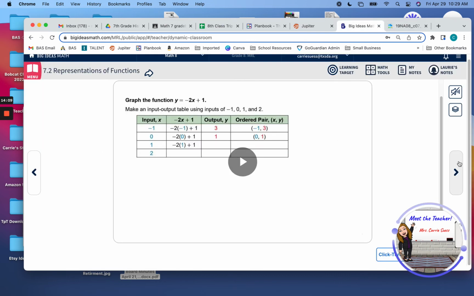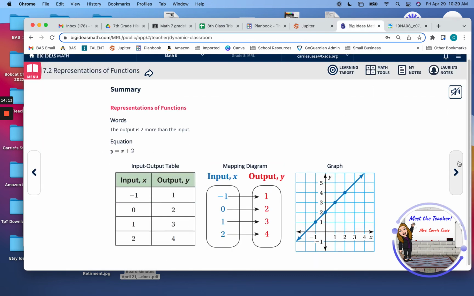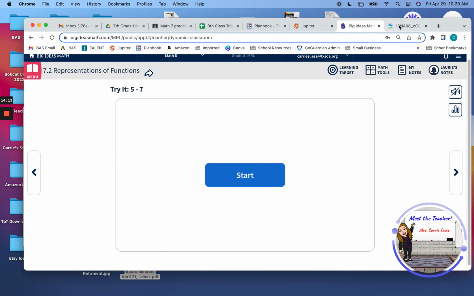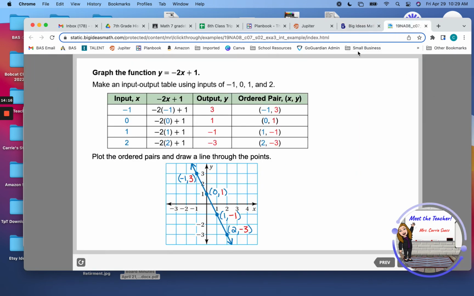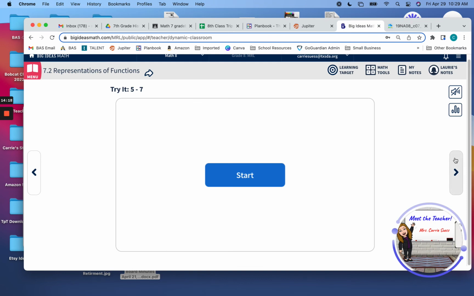All right. Go and do 5 through 7. I was just going to look at it and tell you what part of the summary you need to write.